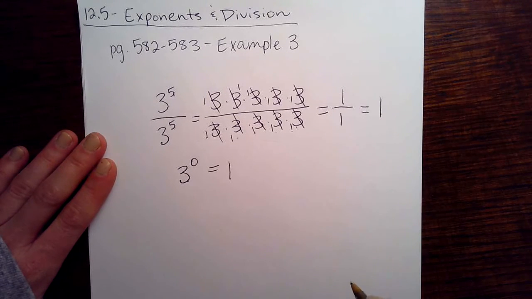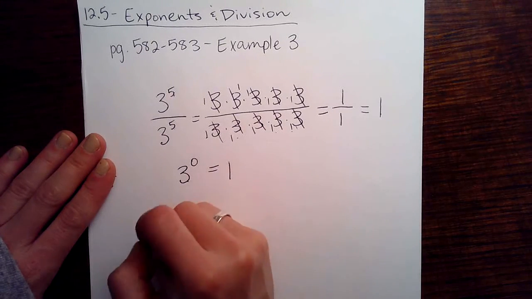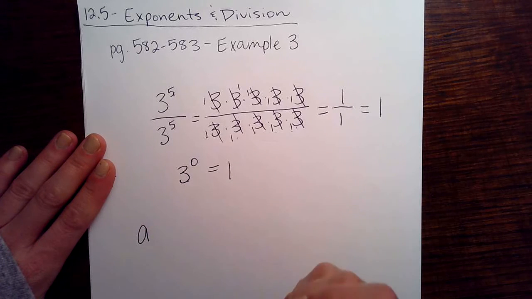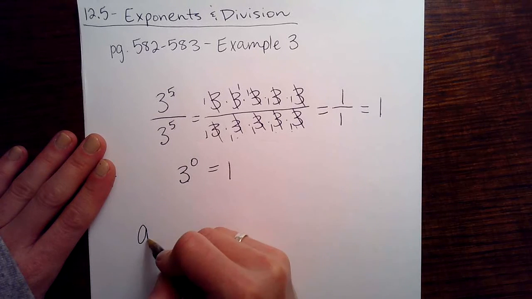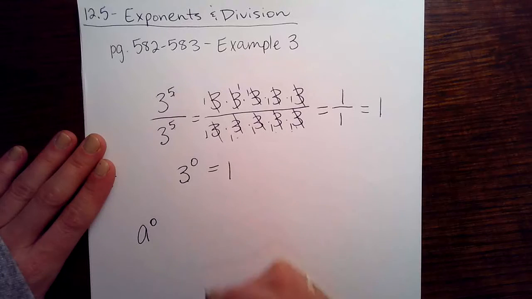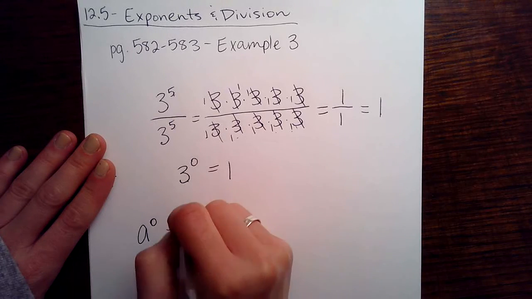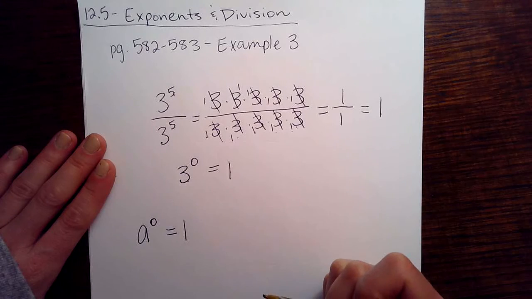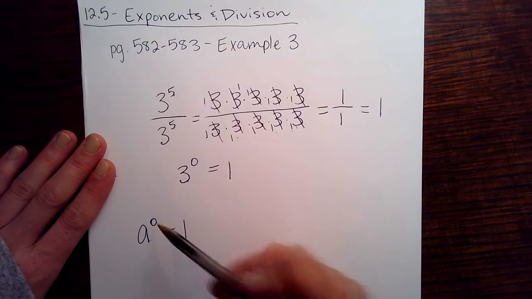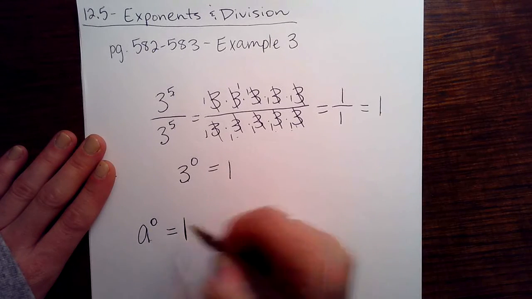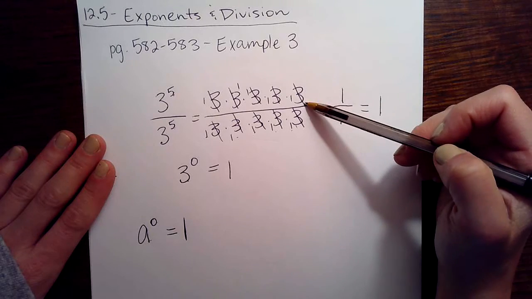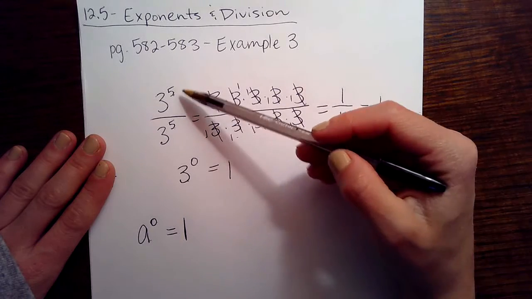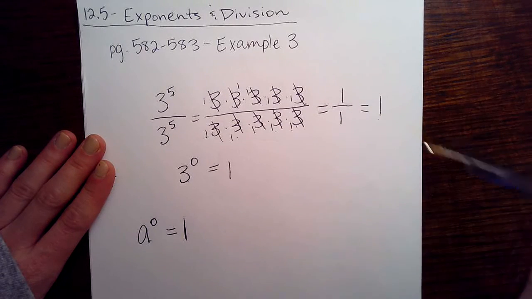You can see this at the bottom of page 582. Any non-zero number a to the 0 power equals 1. That's true for any base as long as it's not 0. Anything to the 0 power is 1. And it's because of this right up here. All of those factors cancel out and we're left with 1.